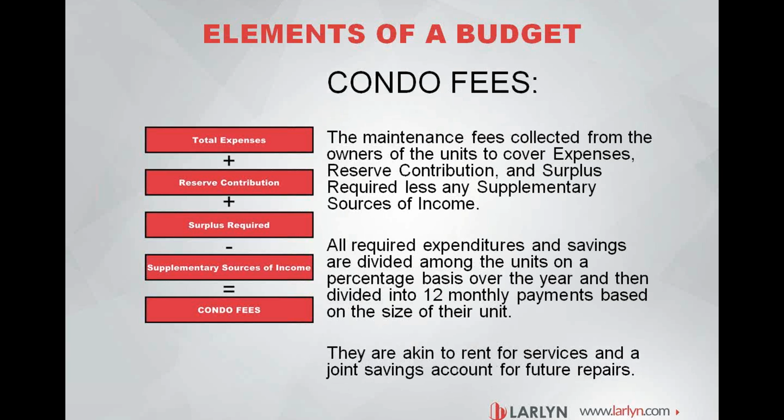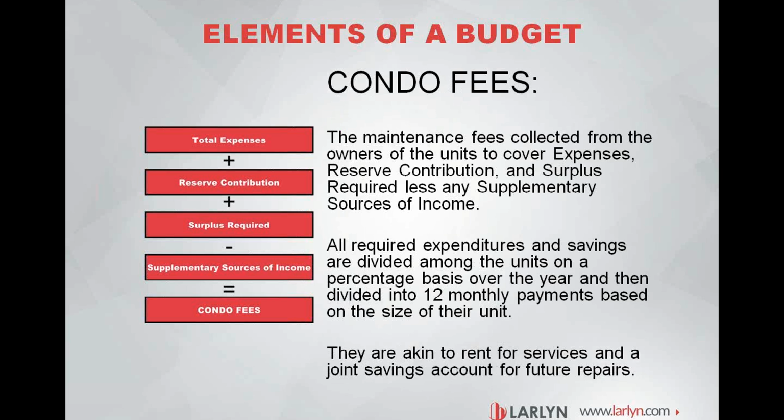So to recap, the condo fees are determined by taking the total expenses of what is going to be spent in the corporation, adding the reserve contribution as determined by the reserve fund study, plus the surplus required, as discussed, rule of thumb being the highest expense that's incurred by the corporation, which is typically insurance, or 1 month's condo fees. Adding all that together and subtracting the supplementary sources of income, if any, and from there you have the condo fees.